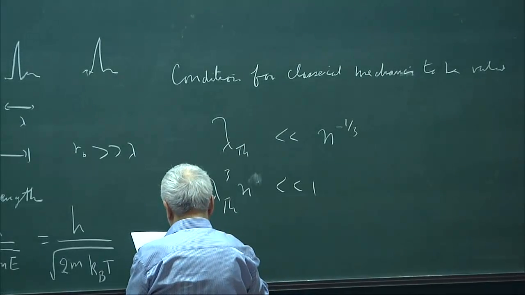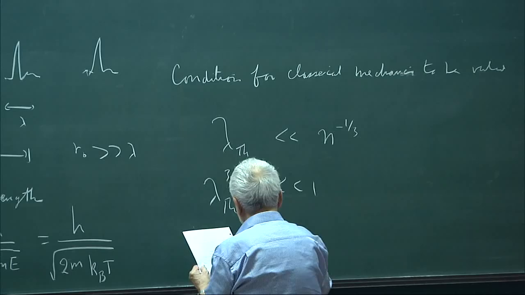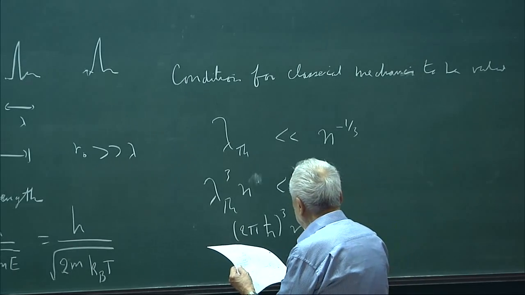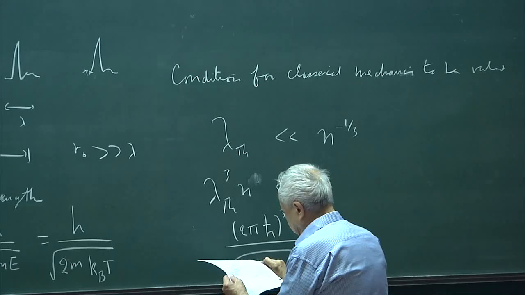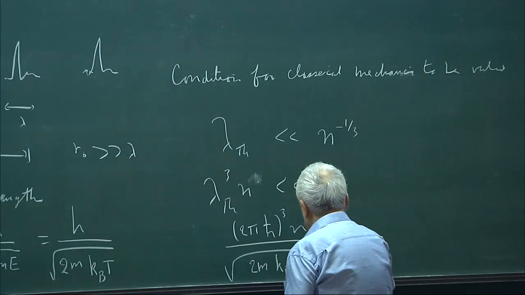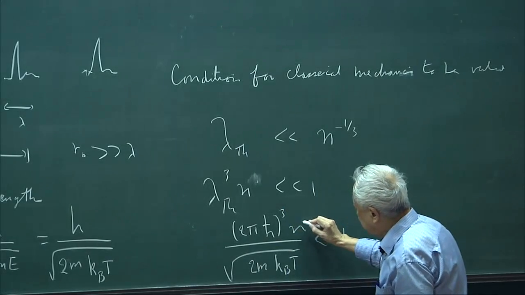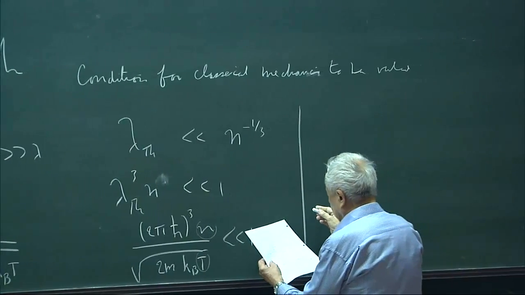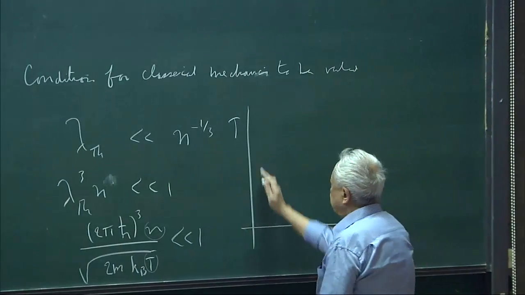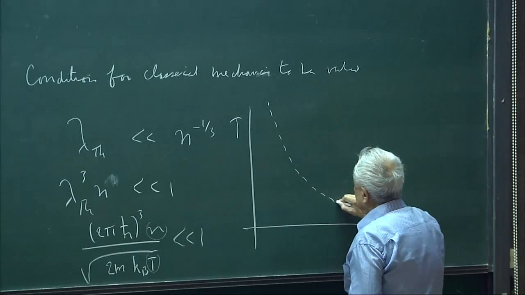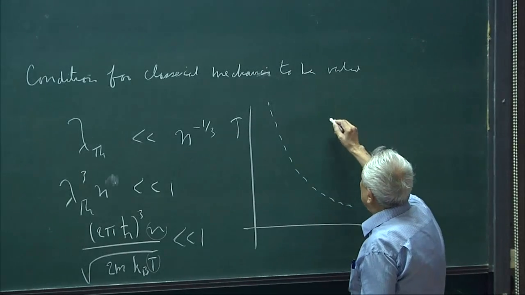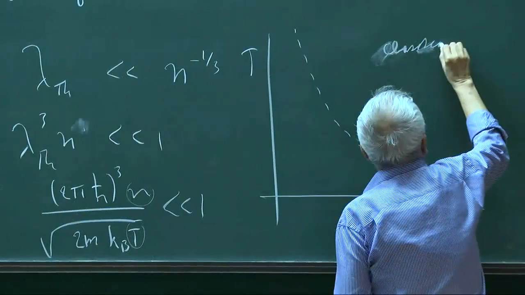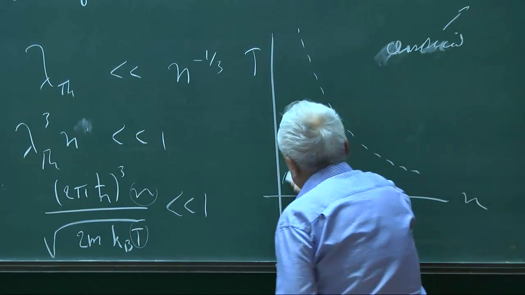And lambda cubed n, this could be written as 2 pi h bar. We like to use h bar instead of h, so h is equal to 2 pi h bar. So it'll be like (2 pi h bar)^3 times n divided by the square root of 2m times Boltzmann constant times T, this must be much less than 1. Here are the thermodynamic quantities, the density and the temperature. And this relation sets up a condition if you construct the T-n plane. Here's the temperature, here's the density. This condition is a line like this. And then in this region is classical. Fine, this is classical. And here is quantum.